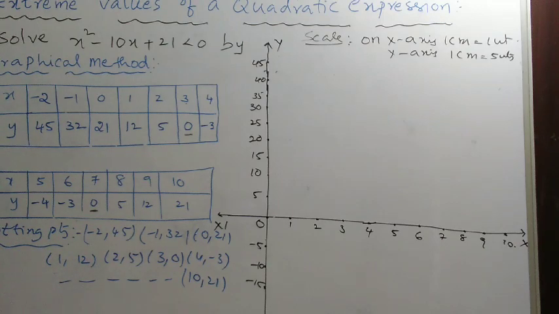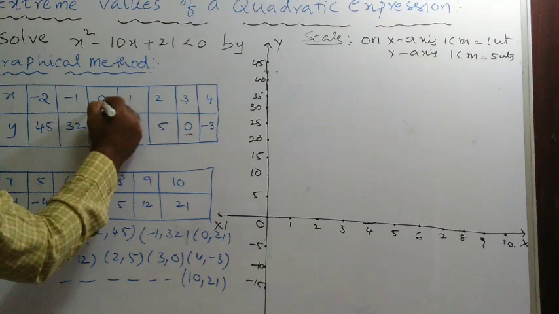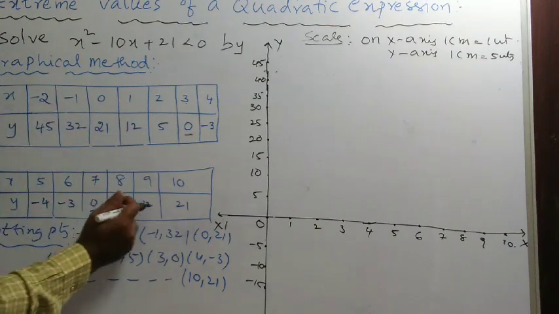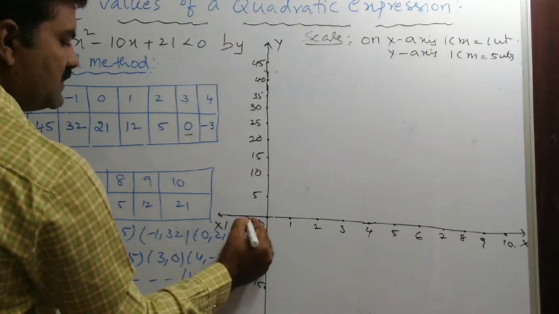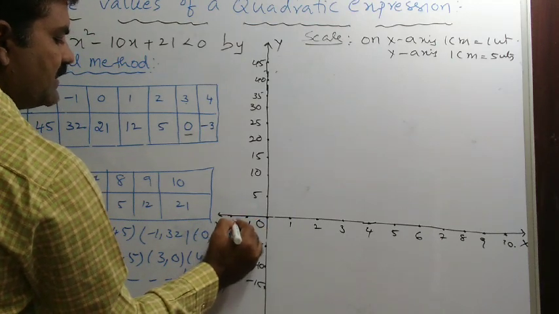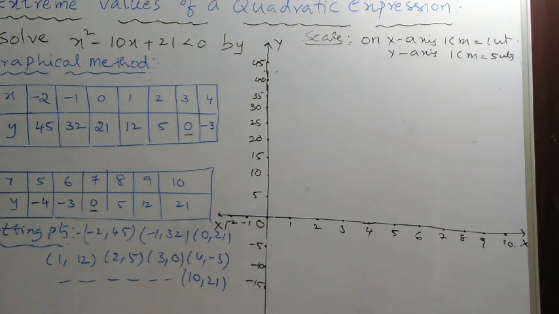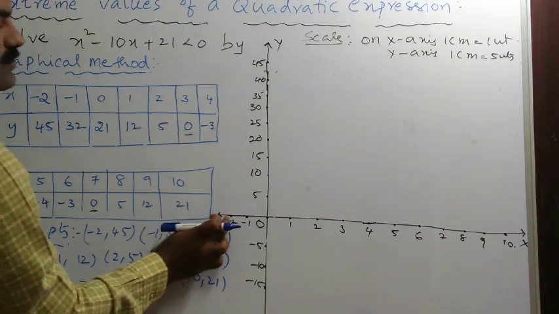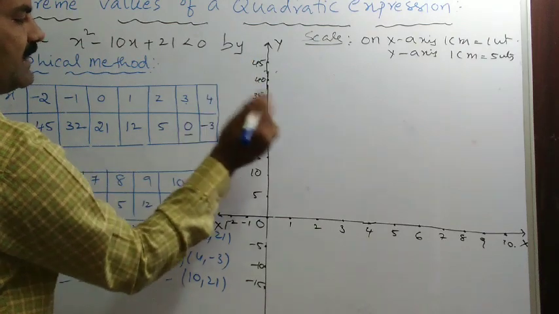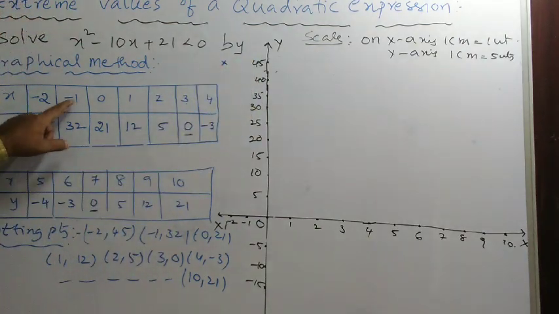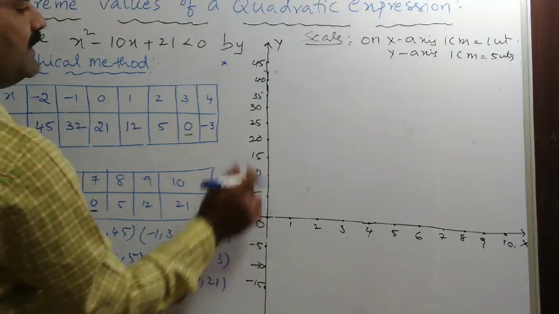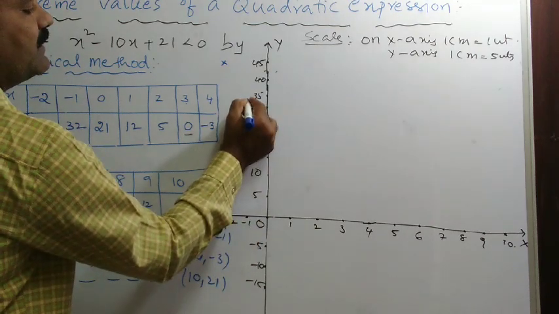Okay, now let us plot the points. I want to start with 0, because here there is no space. Actually we can, if you want, no problem. Anyhow, suppose this is -1 and this is -2. Okay, look at the plotting points, everybody. -2 comma 45, -2 on the x-axis, 45 on the y-axis. This is the required point. Next, -1 comma 32, here somewhere.